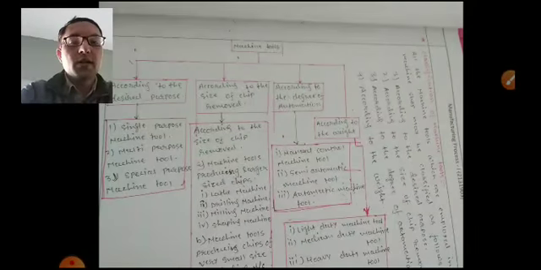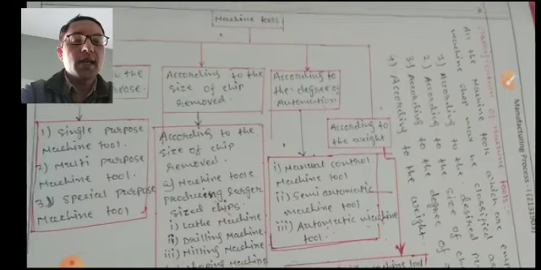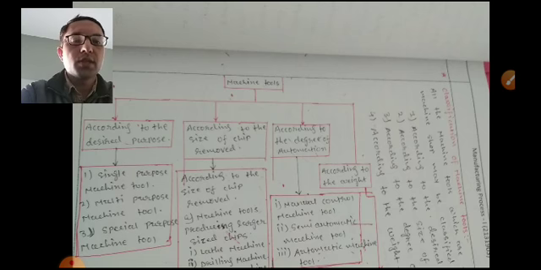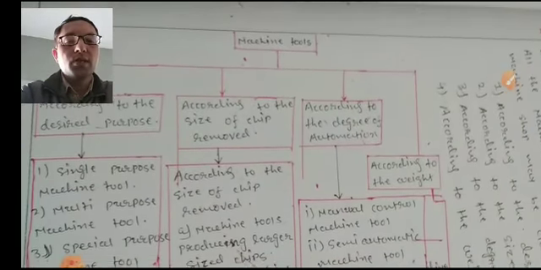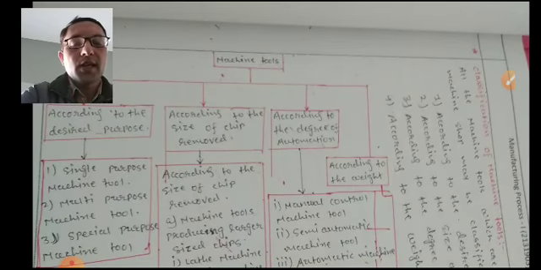Now see, machine tools are basically classified into various categories. What are those categories? These lecture notes I have also shared in the WhatsApp group, so it is helpful to you. Basically, you just keep in mind that machine tools are classified into 4 categories. Okay, what are those categories?